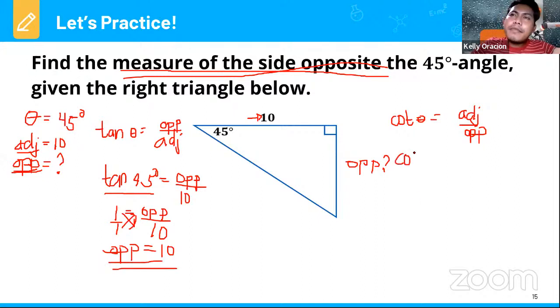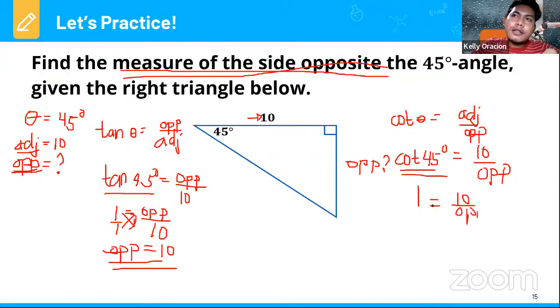Here naman, cot 45 degrees is equal to 10 over opposite. We all know also that the value of cot 45 degrees is 1. So you have 10 over opposite. So over 1, cross multiply. So you have opposite is equal to 10 units. That means class, the answer is 10 units. Again, the answer, the opposite side is 10 units.